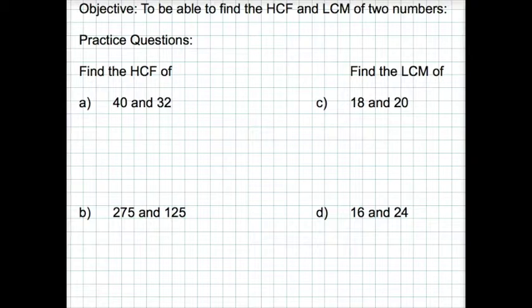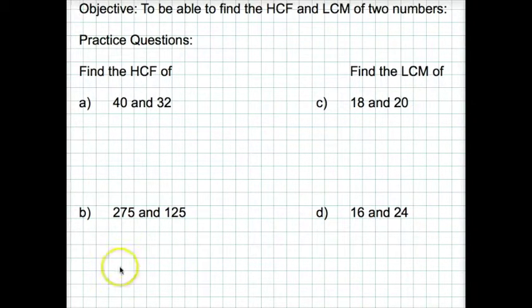What I'd like you to do now is to pause the video and have a go at these four questions here. A and B are finding the highest common factor and C and D are finding the lowest common multiple. When you're happy with your answers, then restart the video and we'll go through the model answers together. So pause the video now and have a go at questions A, B, C and D.